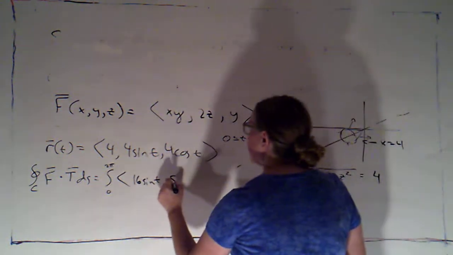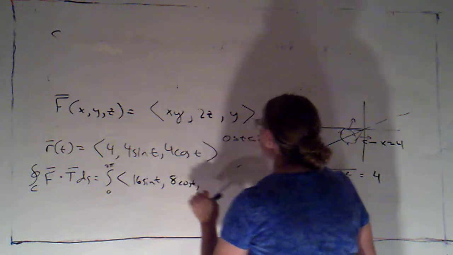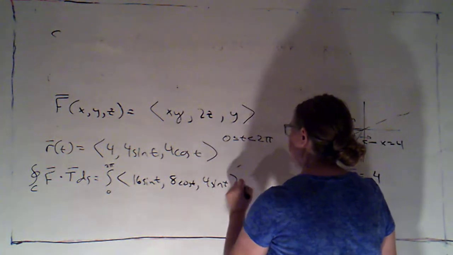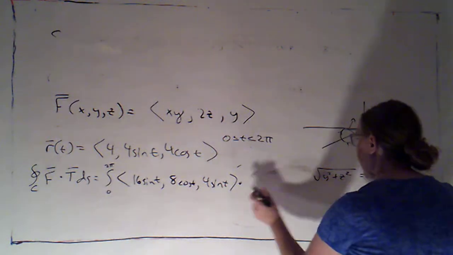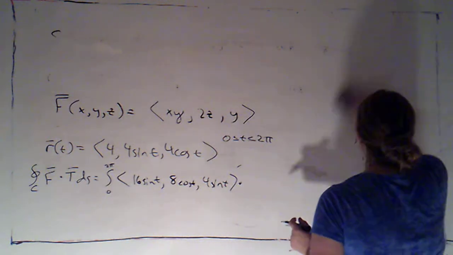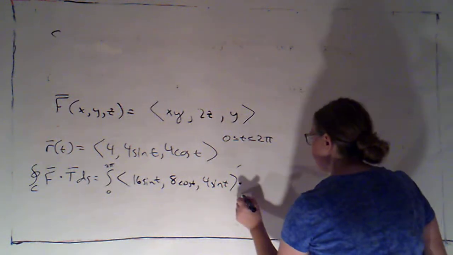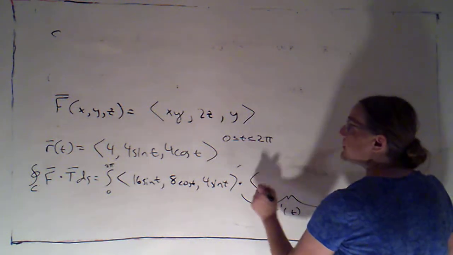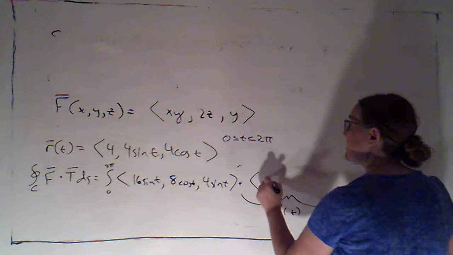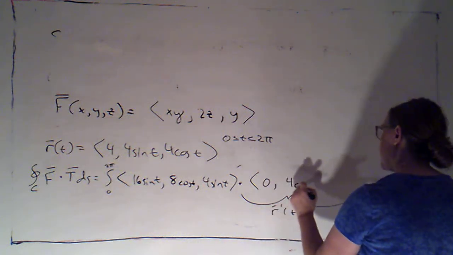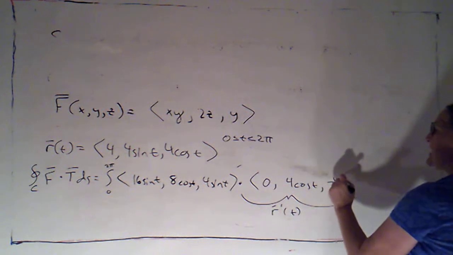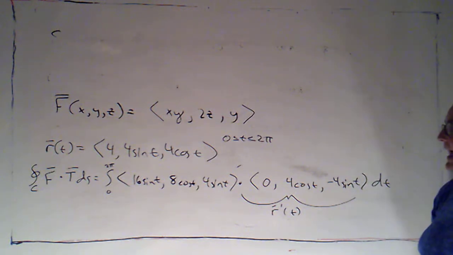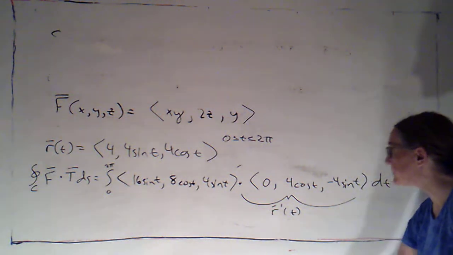2z becomes 8 cosine t. And y, of course, is 4 sine t. I'm going to dot that with r prime. And r prime, I can see, is just going to be 0, 4 cosine t, negative 4 sine t. And then we'll integrate that dt.